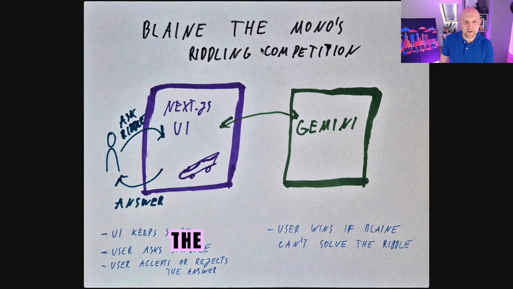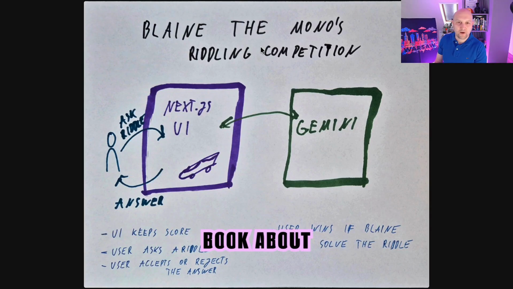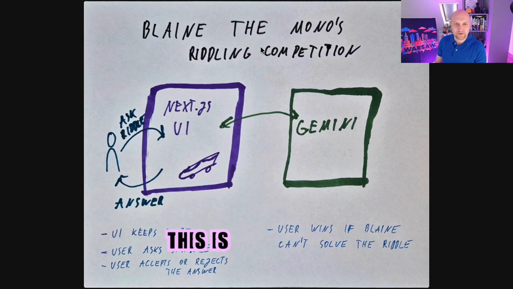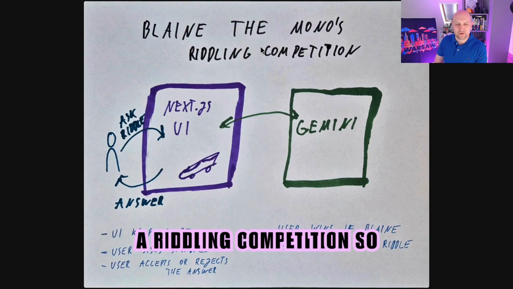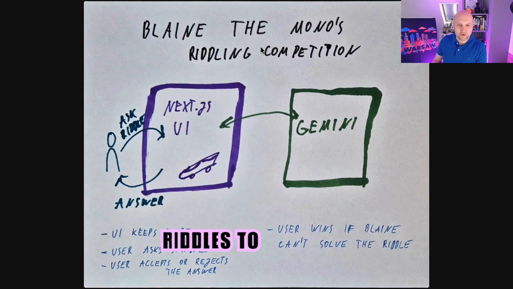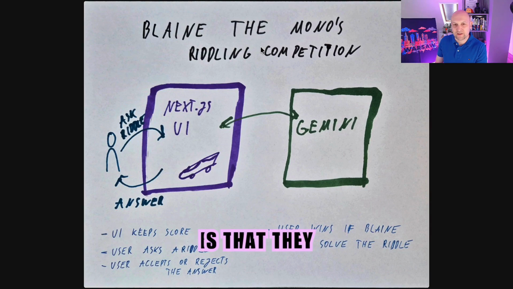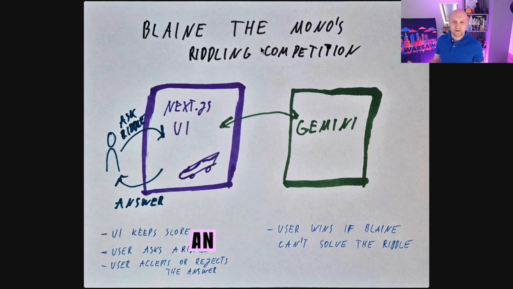I am currently reading Stephen King's book about the Dark Tower. This is chapter 4 of the Dark Tower books. And there is this train in that book called Blane the Mono. And the passengers of the train are taking part in a riddling competition. So they have to ask riddles to the train, and the train has to answer those riddles. And the whole idea is that they have to ask a riddle so complex that the train cannot answer it. And the train is an AI.